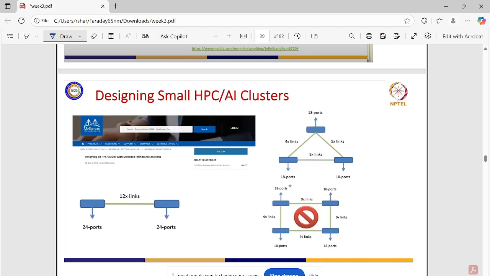We need electrical signals out of that die. How many ports we can take out of that die will depend on how many pins will be coming from that silicon.